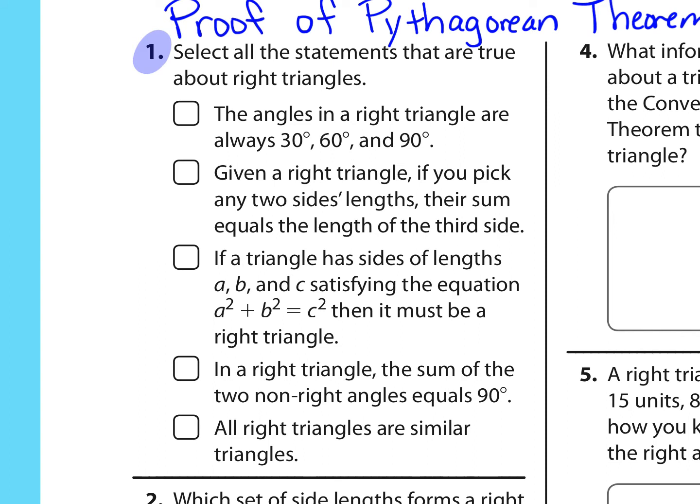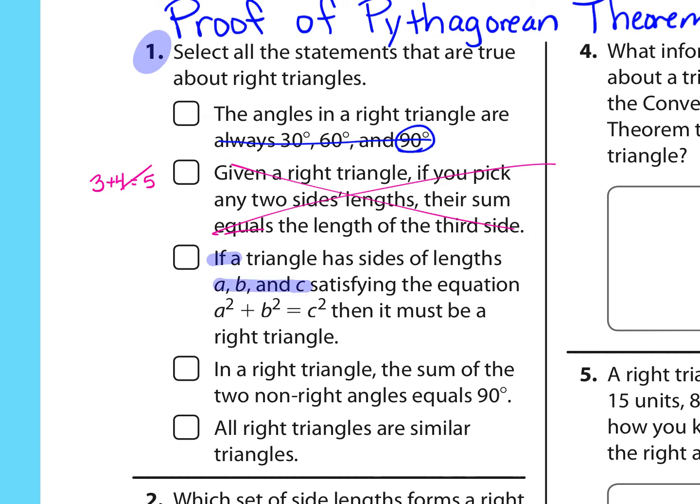It says the angles in a right triangle are always 30, 60, and 90 degrees. And that is not true. It can be, but one of the angles has to be 90 degrees, but the other two can vary. Then, given a right triangle, if you pick any two side lengths, their sum equals the length of the third side. Well, that would be something like picking 3 plus 4, and that would have to equal 5. I do know that 3, 4, and 5 make up a right triangle, and this is not true, so this one doesn't work.